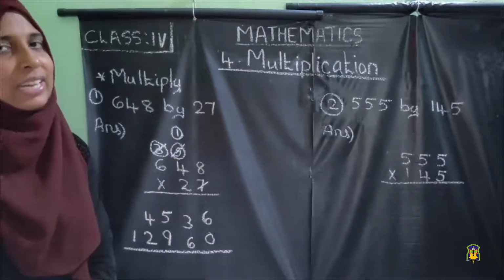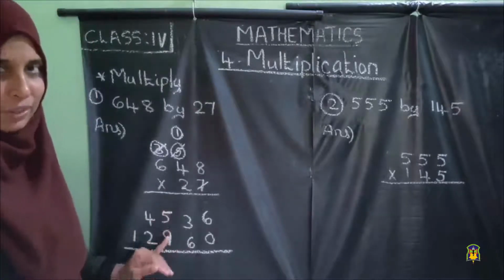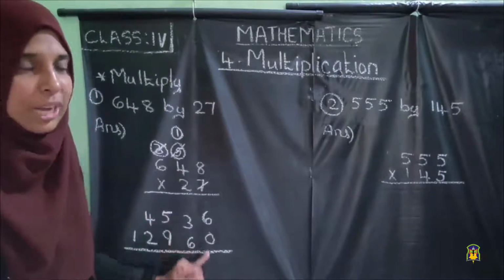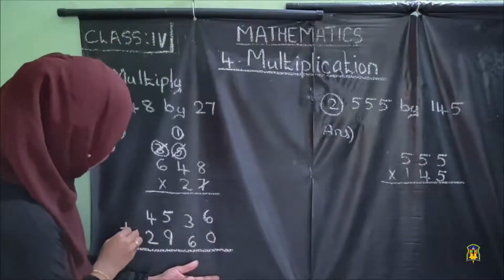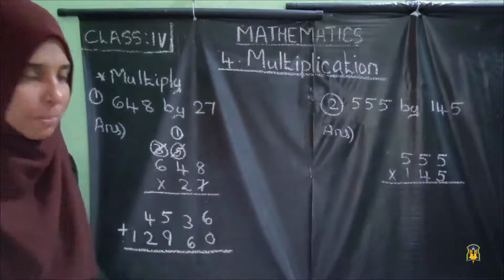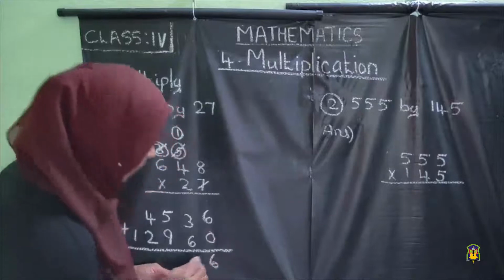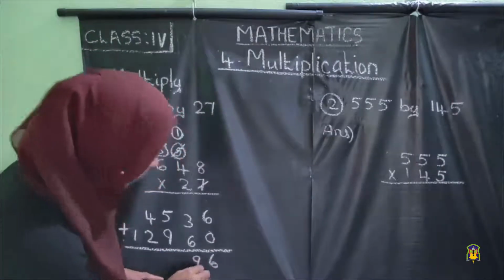Okay, then next step is we want to add these two numbers. So we want to put this addition symbol plus here. Okay, so what is 6 plus 0? 6 plus 0 is 6. Then what is 3 plus 6? 3 plus 6 is 9. So we can write down 9 here.